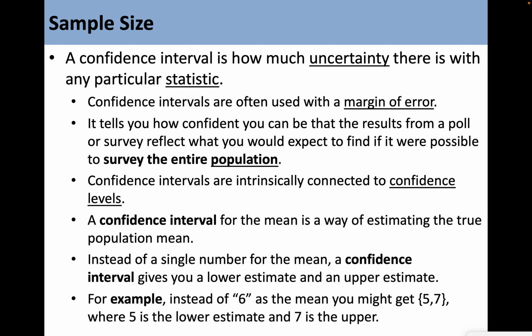Confidence interval is how much uncertainty there is with any particular statistic. Confidence intervals are often used with a margin of error. It tells you how confident you can be that the results from a poll or survey reflect what you would expect to find if it were possible to survey the entire population. Confidence intervals are intrinsically connected to confidence levels.